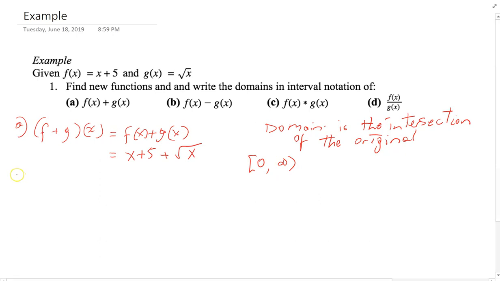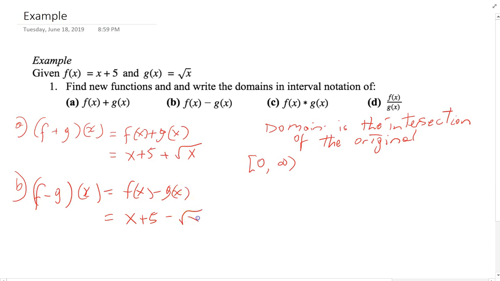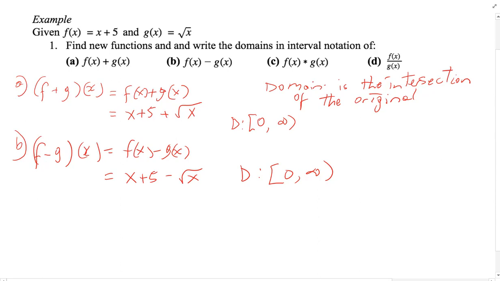Okay. Part B, f of x minus g of x. The new function is f minus g of x, and that is f of x minus g of x. And so that will become x plus 5 minus root x. Again, the domain is the intersection of the functions. So your domain here will be, again, 0 to positive infinity. So bracket 0, comma, positive infinity, parentheses.